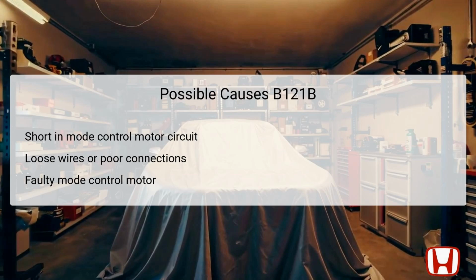Another possible cause includes loose connections or poor wiring integrity that may disrupt the flow of electricity. Additionally, the mode control motor itself may be faulty, leading to its inability to operate correctly. Each of these factors should be investigated systematically to determine the root cause of the malfunction, which is critical for effective repair and restoration of functionality within the climate control system.